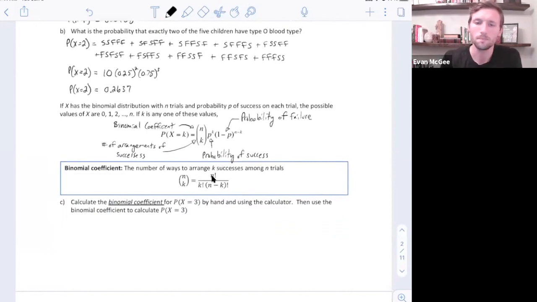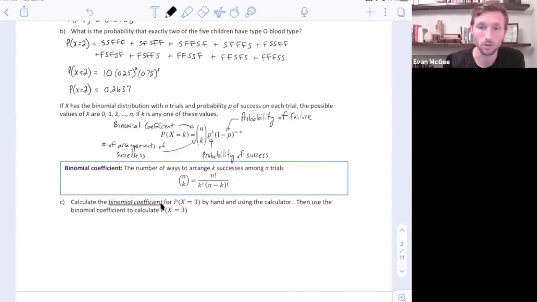And factorial, so like 3 factorial would be 3 times 2 times 1. 10 factorial would be 10 times 9 times 8 times 7 times all the way down to 1. So the way you can find the number of successes for the set number of trials is to do this formula here. So let's go ahead and do this.